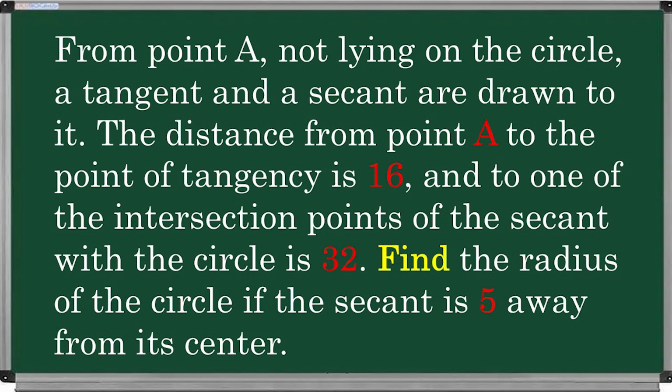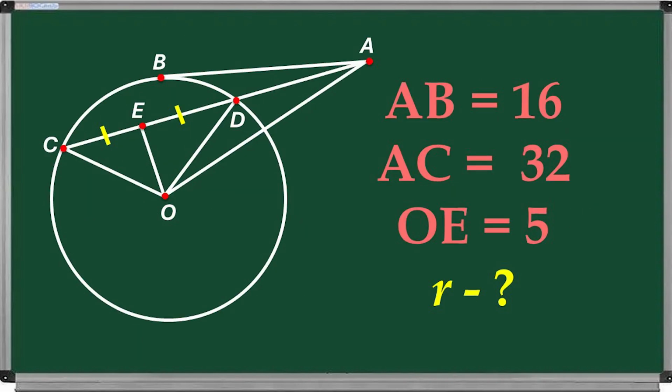The problem states: from a point A, not lying on the circle, a tangent and a secant are drawn. The distance from point A to the point of tangency, which we'll call B, is 16. The distance from point A to the farthest intersection point of the secant with the circle, which we'll call C, is 32. We need to find the radius of the circle if the secant is located at a distance of 5 from the circle's center. Our goal is to find the radius, which is the segment OC.